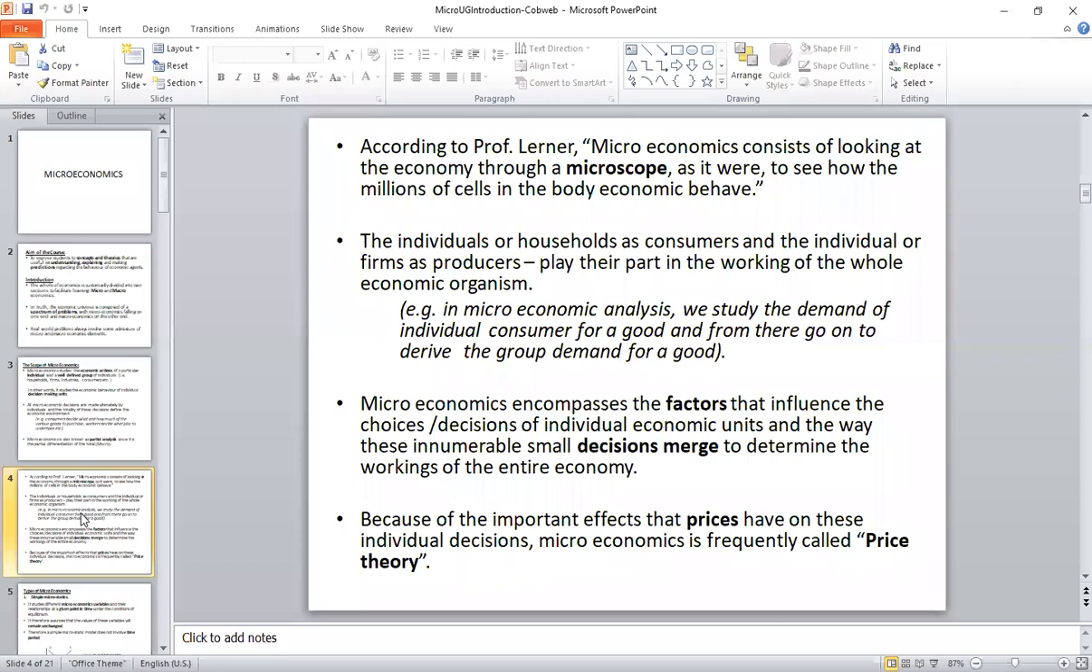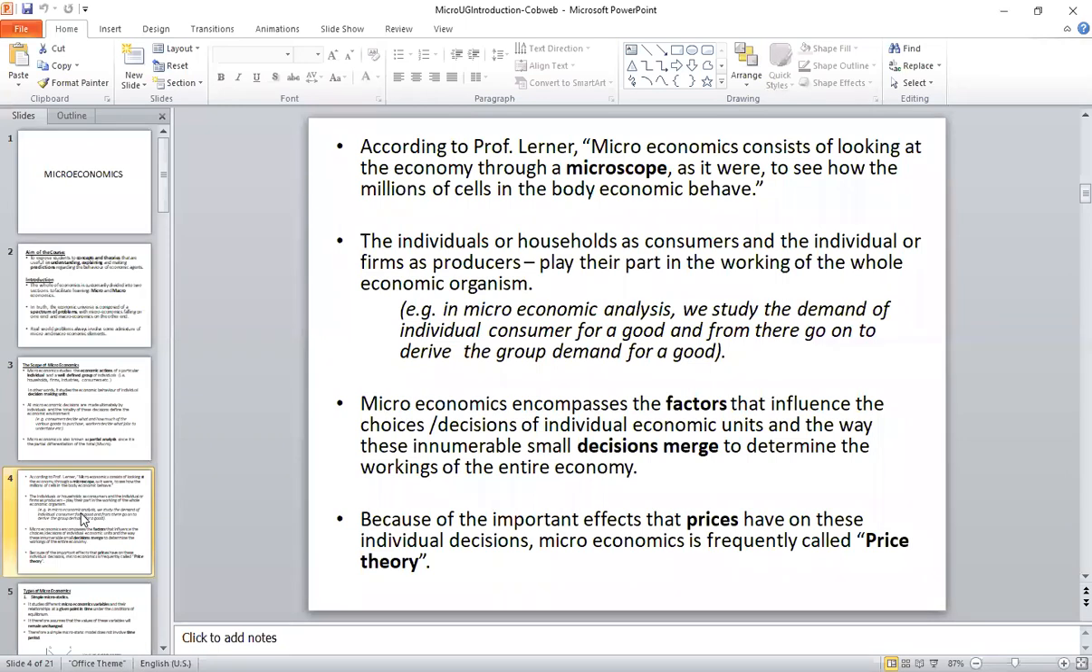Now, according to a certain Professor Lena, microeconomics is as if you get the economy and put it under a microscope. I hope you know what a microscope is. You put it under a microscope, and then you see how the millions of cells behave; it is natural, when you talk of a microscope, to also think of cells. But in this case, when you put the economy or the whole universe under a microscope, the cells would be the individuals. So you see how the millions of people behave. In other words, he's trying to explain microeconomics in very simple terms so that you can understand it. So you put the economy under the microscope, and by doing that, you are studying microeconomics. So you see how the millions of people behave.